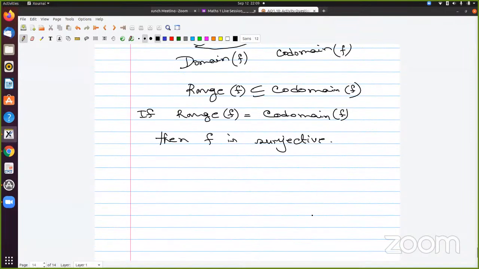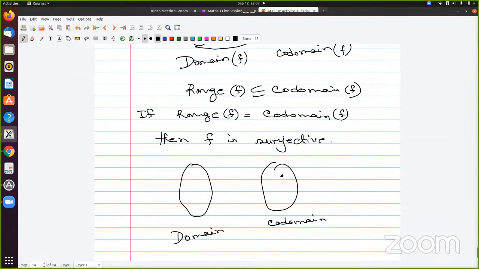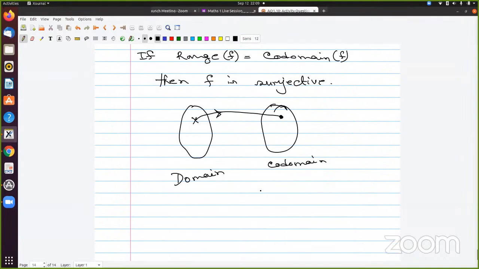What does it mean? Range means the set of outputs, right? So I have a domain. I have a codomain. I choose any element from the codomain, any element. If there is some input for which I am getting that element as an output, what does it mean? This element is inside the range, right? If it happens for all the elements in the codomain, then we call the function a surjective function. Is it clear? The first diagram is not surjective. I am coming to that.